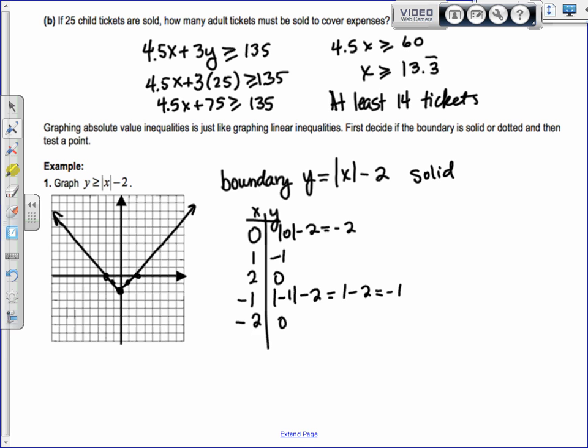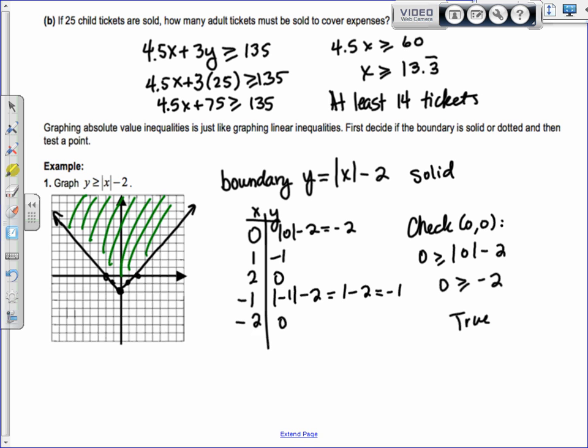So I'm going to either shade inside or outside. I want to, again, do a test point. 0 is inside the V shape, so I'm going to check 0, 0. So I have 0 is greater than or equal to absolute value of 0 minus 2. So 0 is greater than or equal to -2. True or false? True. So we shade inside where 0, 0 is.